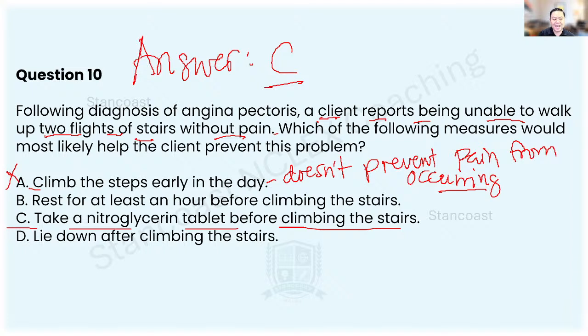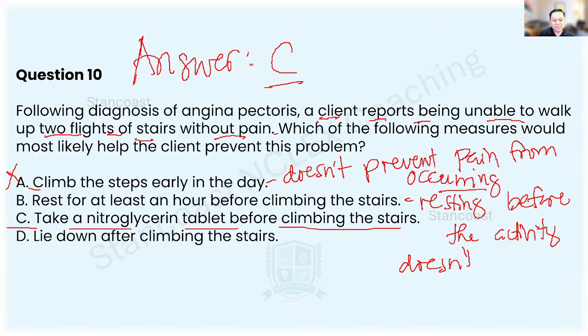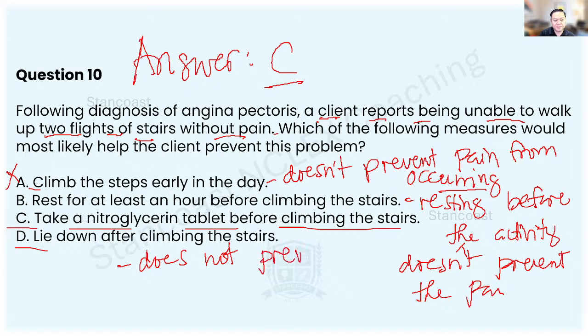Now, rest for at least an hour before climbing the stairs. Resting before the activity does not prevent the pain. Okay. Now, if you had answered letter D, lie down after climbing the stairs, would that be sufficient? It will not prevent it as well. It does not prevent or address its post-occurrence. It does not prevent pain.